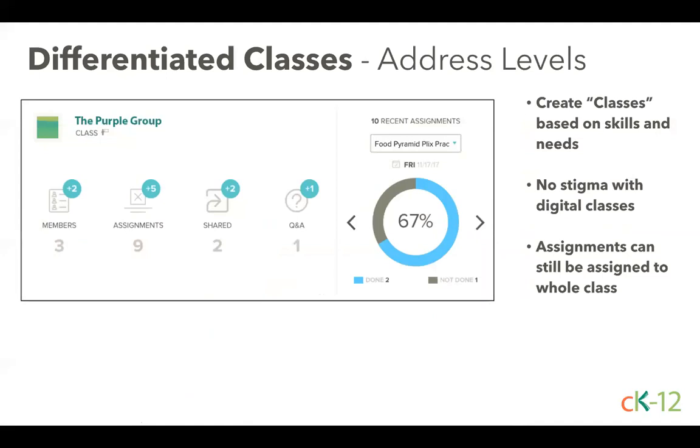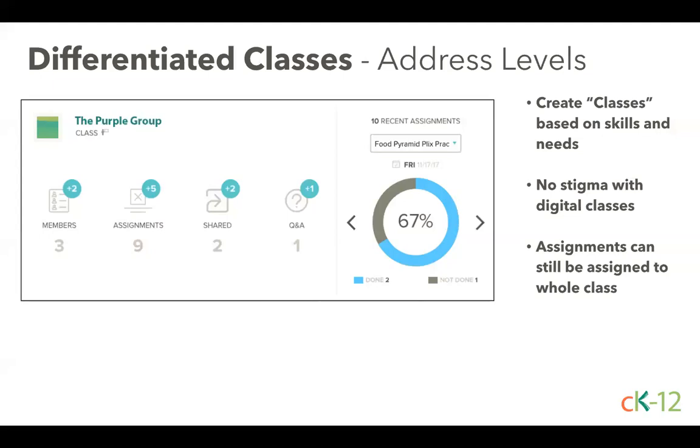One of the things that people ask us all the time is how do I use CK-12 to differentiate for the different levels in my class? And the good news is, I referenced already the green group and the purple group and the blue group. On CK-12, those are all what we call classes. And there are many classes, and you can create a separate assignment for the purple group than the green group, even though they're sitting in the same class in the same period.